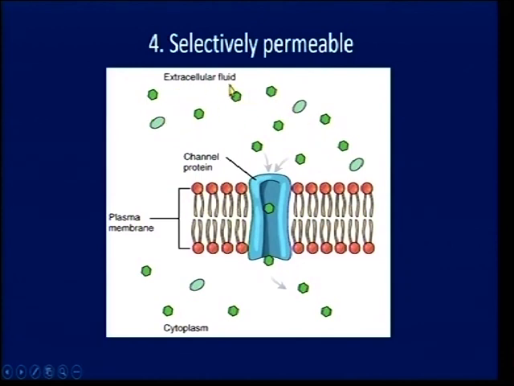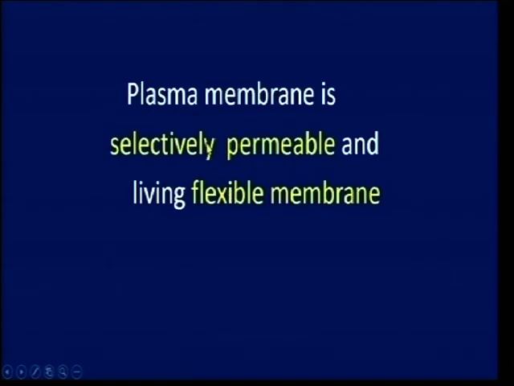This is extracellular fluid. This is the channel protein, this is the plasma membrane, and this is the cytoplasm. You can clearly see that the materials are entering it. Not all the materials are entering, children, only the selective permeable substances are entering. So plasma membrane is a selectively permeable membrane and living flexible membrane.